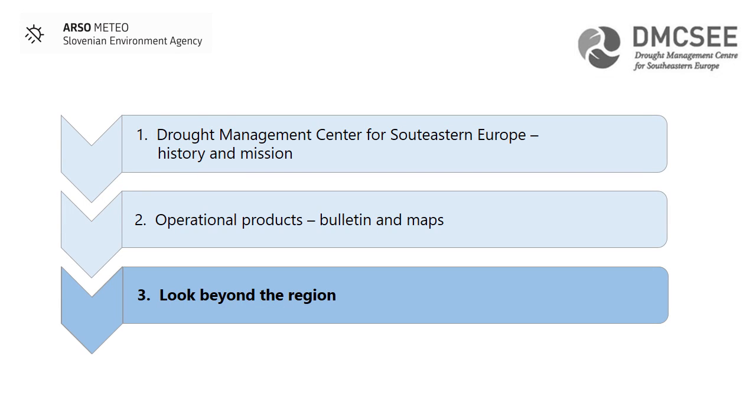In the third and last part of the DMCSEE introduction, we will look beyond the region. That means we will not be focused only on the drought monitoring system that exists specifically in the southeastern European region, but we will look at examples covering different parts of the globe, which were actually used as models to look up to and to model our composition of drought monitoring systems.